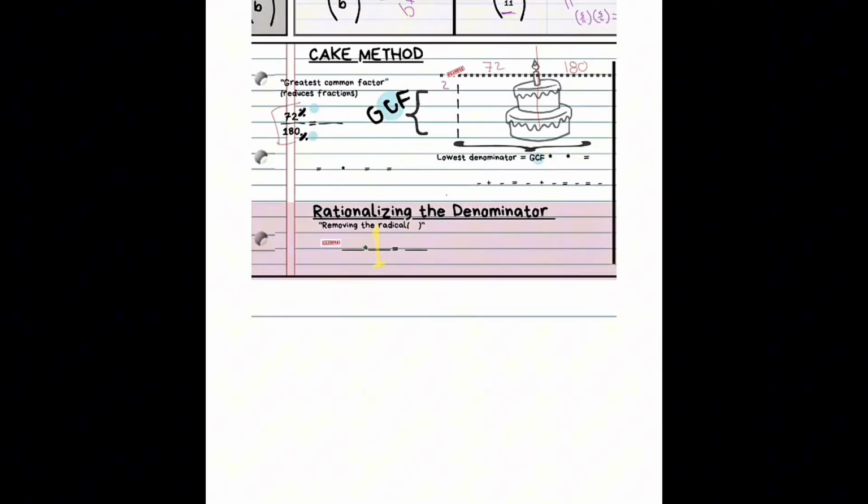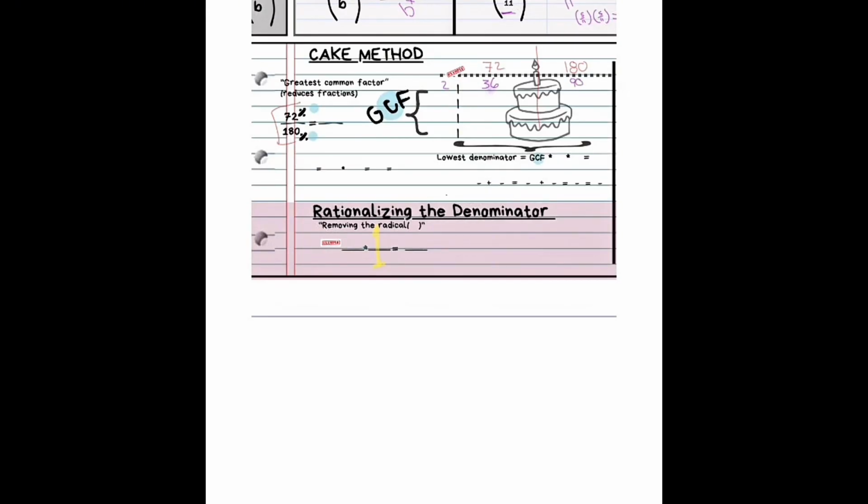Is it the greatest? No, but it's a common factor. So we'll get to the greatest. So one factor is 2. 72 divided by 2, that's going to get me 36. And then if we have 180 divided by 2, that's going to get me 90.